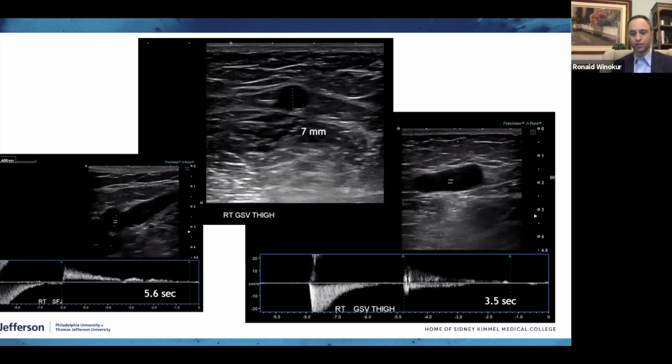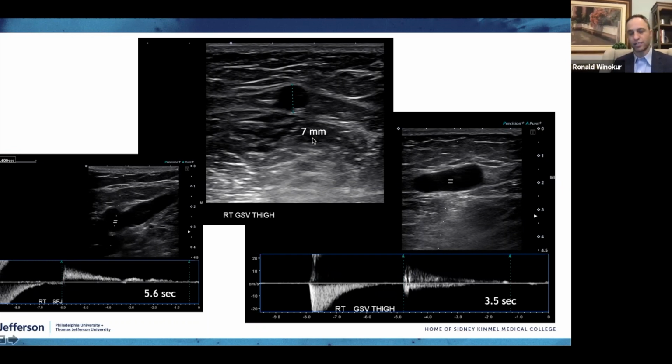Then we look at his superficial system. So I asked you earlier, is this deep venous obstruction alone, deep venous reflux, combination of deep and superficial? And I'm starting to show you that maybe it's a combination of both. Here's his saphenofemoral junction. Here's a pulse wave following augmentation, 5.6 seconds of reflux. For the junior people in the audience, again, anything greater than a half a second in the superficial system is abnormal. So this is clear reflux at the saphenofemoral junction.